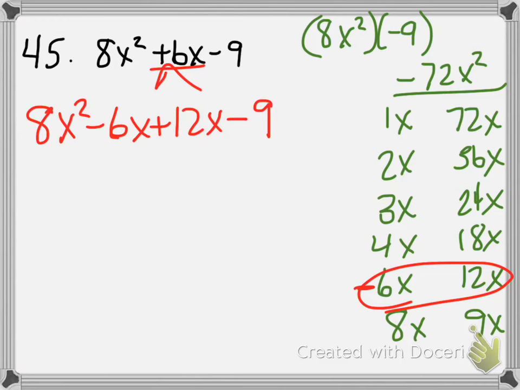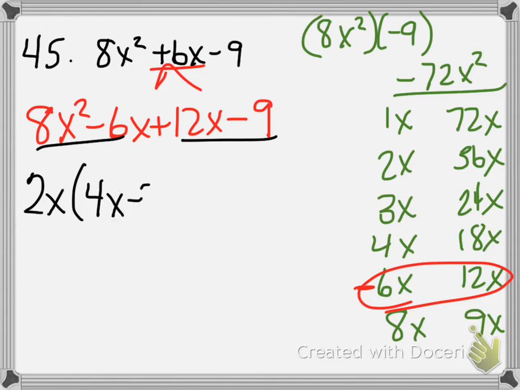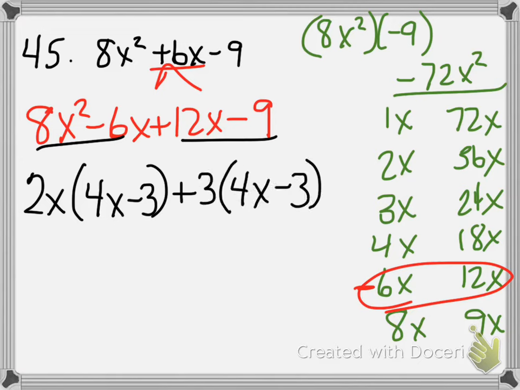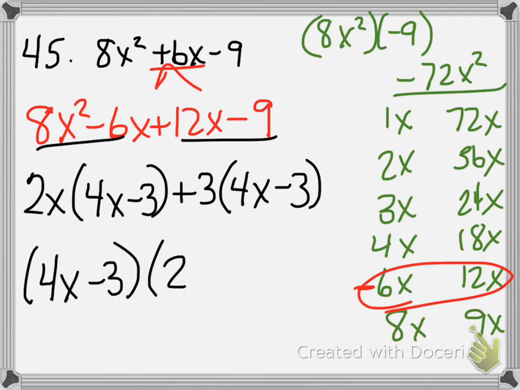Now I'm going to group together, and I'm going to factor out the common factor. So 8x squared minus 6x has a 2x in common, and so then I'm going to have a 4x minus 3 left over. Second group, 12x minus 9. 12x isn't negative, so I don't want to take out a negative sign, but they both are divisible by 3, so I'm going to take out a positive 3, which gives me 4x minus 3 left over. My parentheses match, so 4x minus 3, and then 2x plus 3 goes in my second parentheses, and that is my final answer.